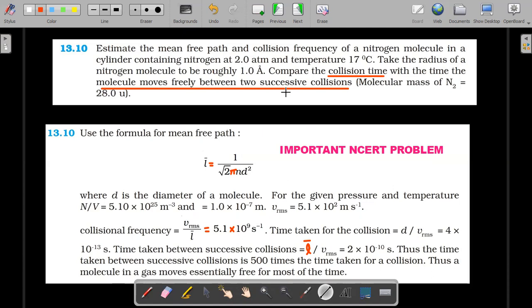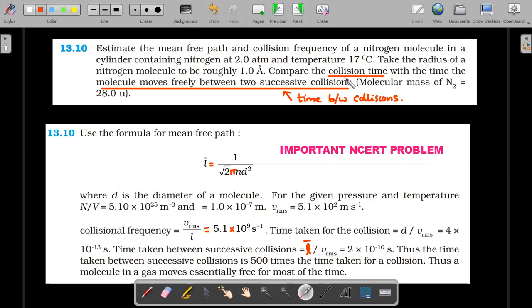Okay, so the two times that he's talking about, the second one especially, the time that the molecule moves freely between two collisions, is the time between collisions, or successive collisions. Okay, right. Collision time means the time duration of collision. Okay, that means the time for which the molecule interacts with another molecule. Okay, so there's a difference.